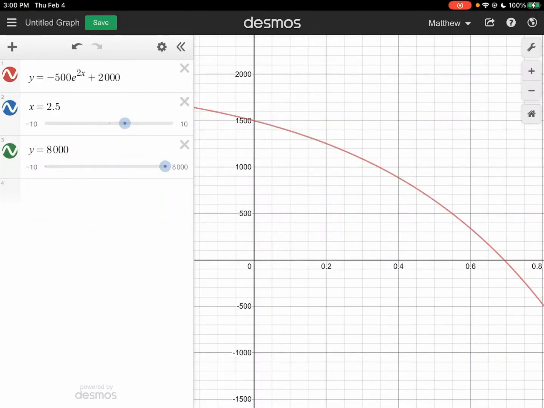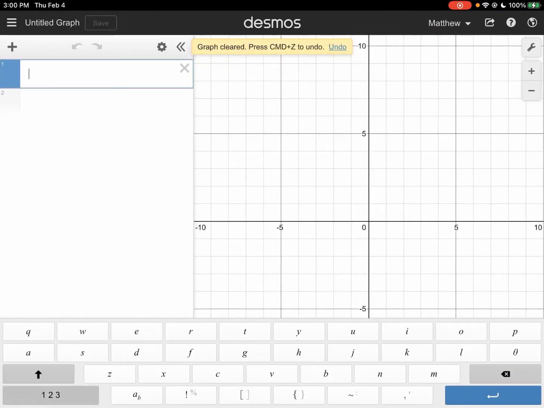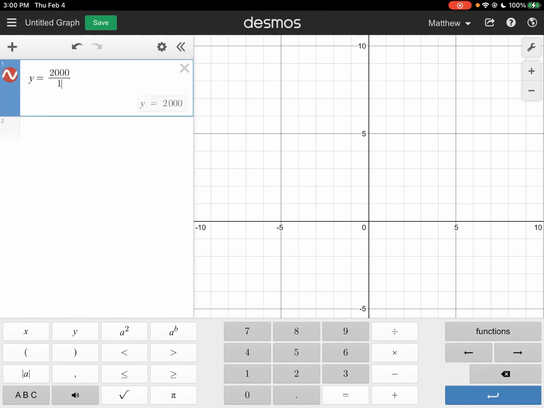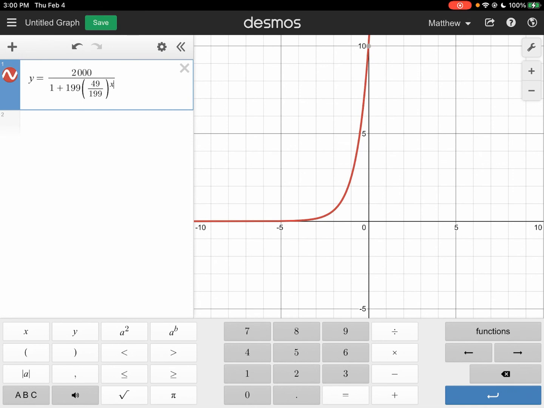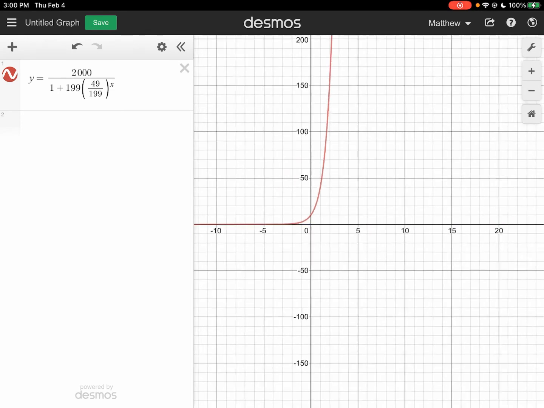That's not what I wanted to do. I wanted to clear all this. New graph. Y equals 2000 divided by 1 plus 199 times 49 over 199. There we go, 199. Thank you. Go outside those parentheses, raise that to the x. Okay, now let's zoom down. You're going to see what's going to happen here.